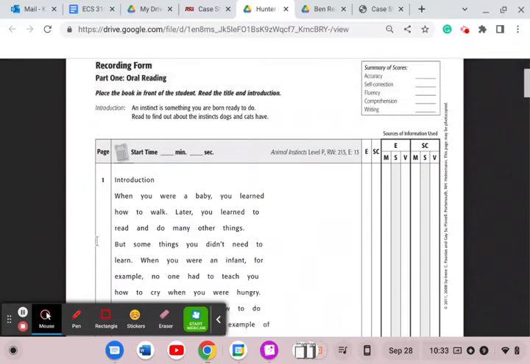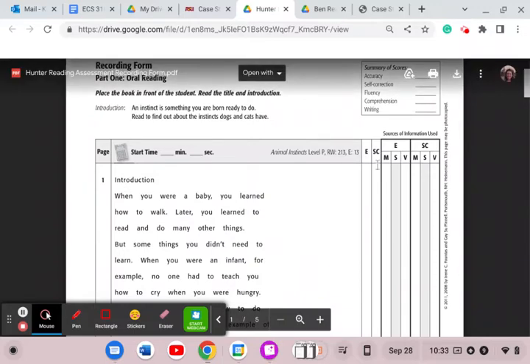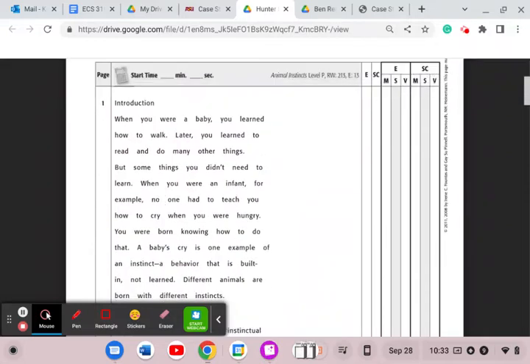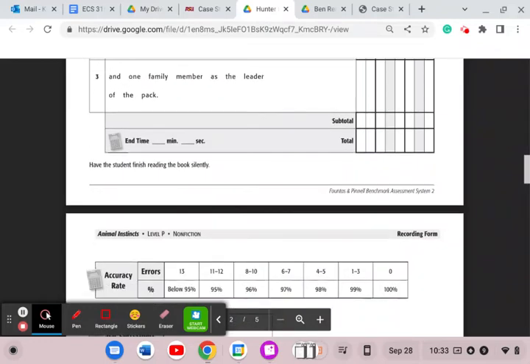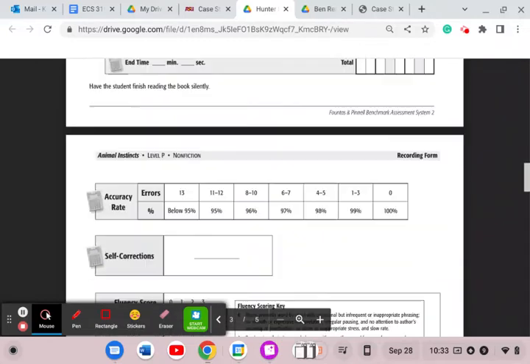You are going to follow along. It's okay that you don't understand what this is over here on the right. Check mark, slash, or circle any errors. Once you get down to the bottom, you're going to put the end time. The end time is how many minutes and how many seconds did it take Hunter to read this. And as you were going through, you were counting the errors.